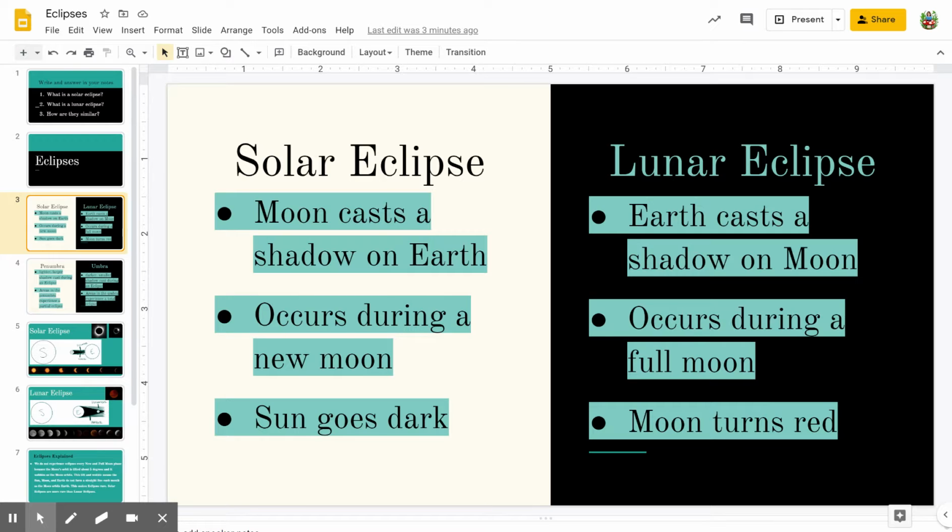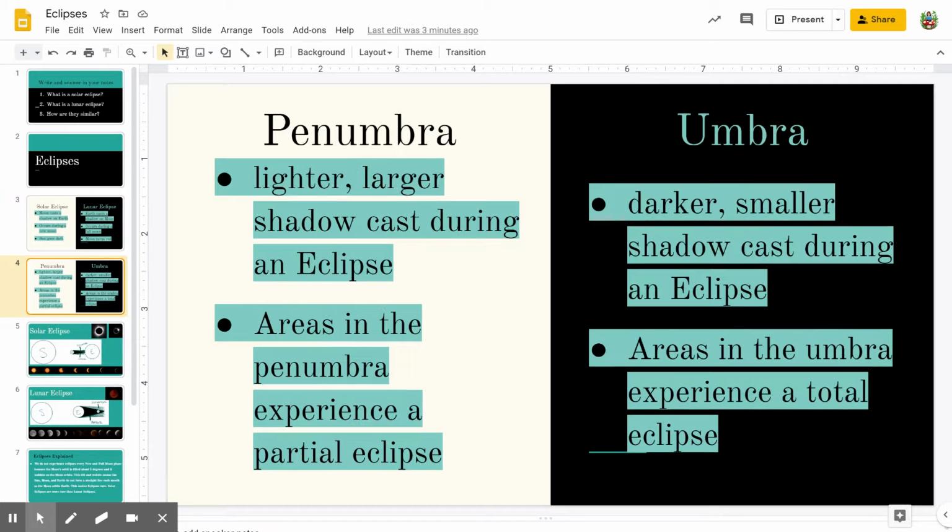So we get a really cool picture when we get to see a lunar eclipse because the moon is big, it's bright, we can see all of it as long as it's not cloudy, and then it turns red as it passes through the Earth's shadow. All right, we are going to talk about these two shadows really quickly because there's not just one shadow that's cast during an eclipse. We have two shadows. We have the penumbra, which is a lighter and larger shadow that's cast during an eclipse. And areas in the penumbra experience a partial eclipse.